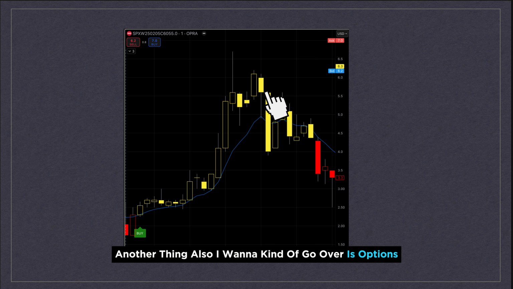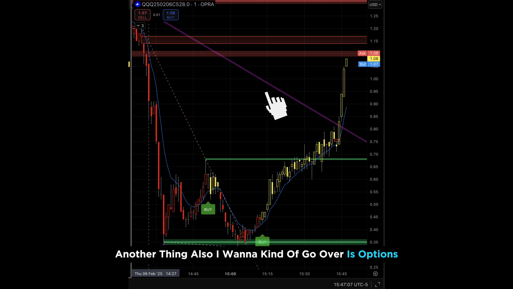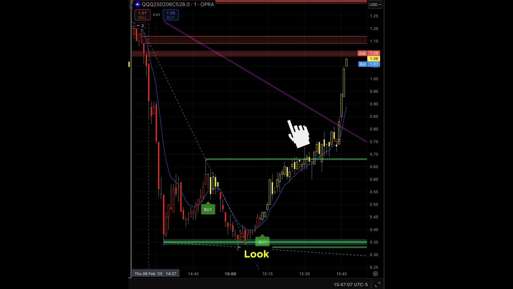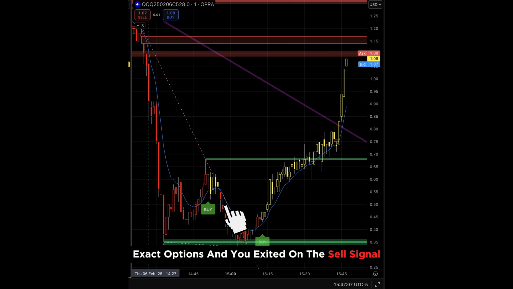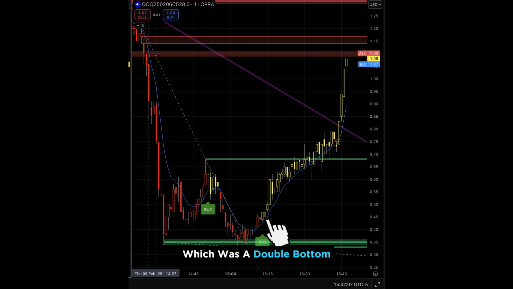So another thing also I want to kind of go over is options and why you shouldn't get attached to the trades that you take. So look, to give you an idea here, there was a buy signal on these options around 60 cents. So let's say you got in around 60 cents on these exact options and you exited on the sell signal when it came down to 55 cents or 50 cents. And then again, you bought the same options once they bounced off the support, which was a double bottom, and you bought these around 45 cents.